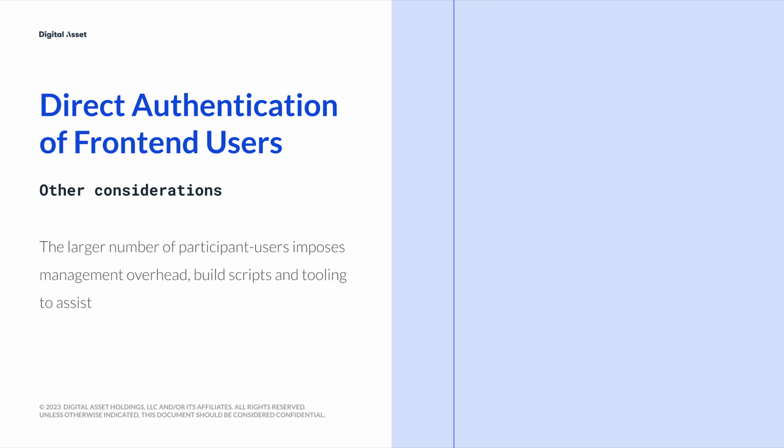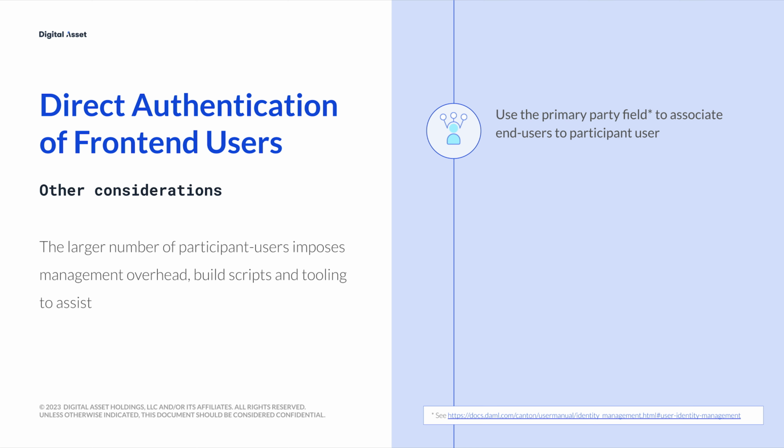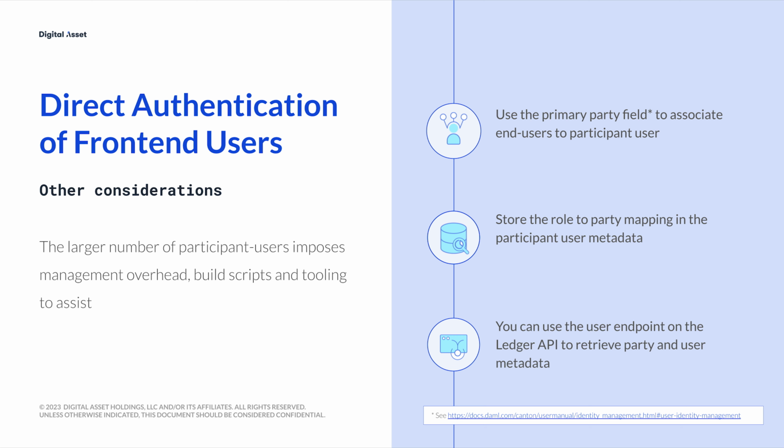Given the larger number of participant users involved in direct front-end access, you will need to consider how you will create and configure them. While they can be set up manually using the Canton console, you may need to consider scripting the process. Use the primary party field to associate an end user's party to its participant user. If a user has act as rights for multiple parties, store the mapping between the parties and their respective purposes in the user metadata. Use the user endpoint on the Ledger API to retrieve the primary party and user metadata of the authenticated user from the front end.